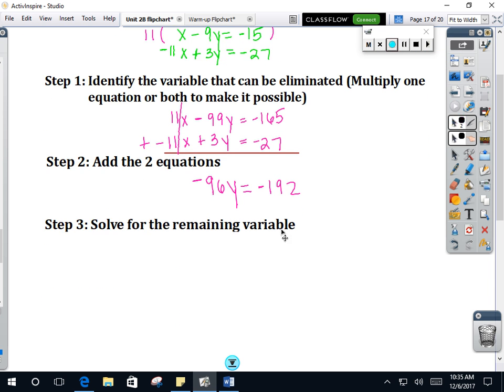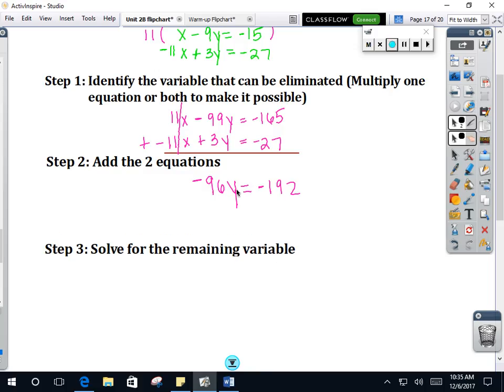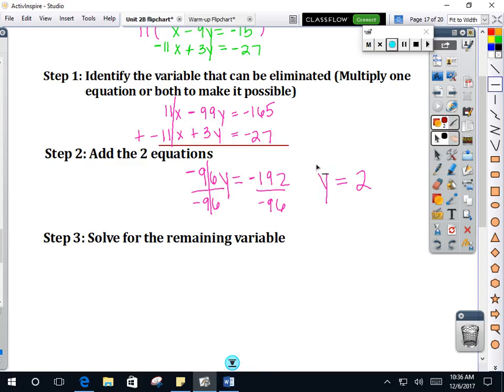Okay, now we need to finish by solving for that y. So what do? Divide by negative 96. Negative 96 divided by negative 96 is positive 1. So that leaves y by itself. And then what's negative 192 divided by negative 96? Positive 2. So you are halfway done. You have your y value of the system.